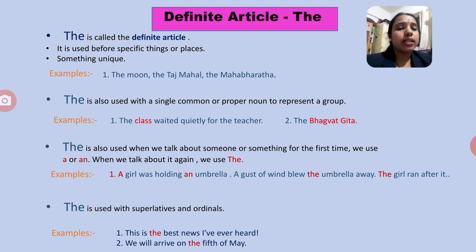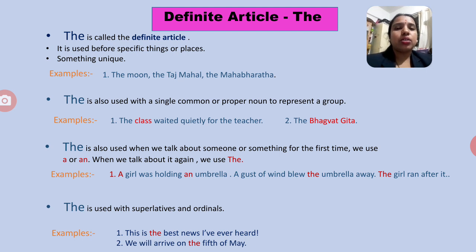The Taj Mahal, it is in Agra. The Taj Mahal is also specific, so I have used the here. The Mahabharata: the Mahabharata is an epic, so it is specific. That's why I have used the here. Understand? Now we will see another use.